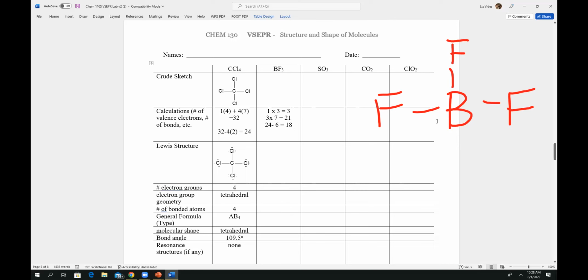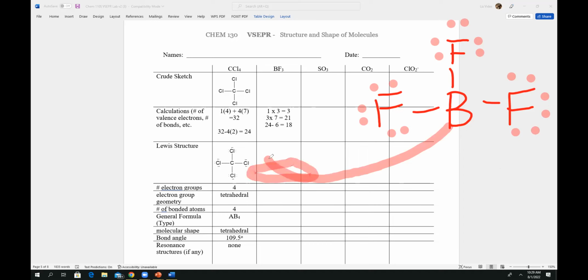What do I do with them? Well, my next thing is to do 1, 2, 3, 4, 5, 6, 7, 8, 9, 10, 11, 12, 13, 14, 15, 16, 17, 18. And you're probably thinking, but boron only has 6. Yes, but boron's in group 3, and 6 is good for it. So this is the Lewis structure. That's what would go here. So this structure right here belongs right there, right?